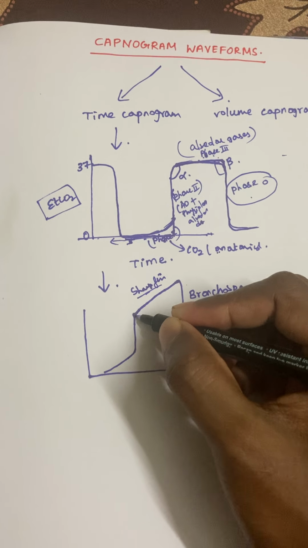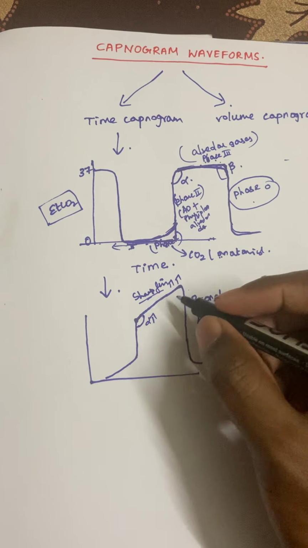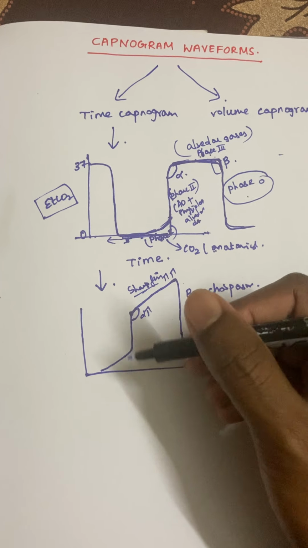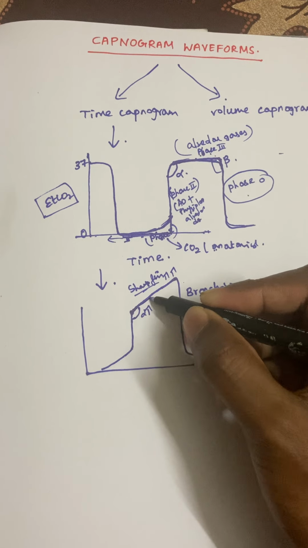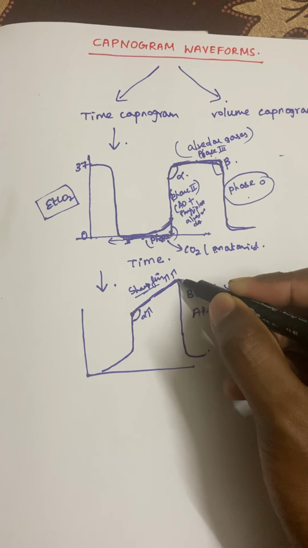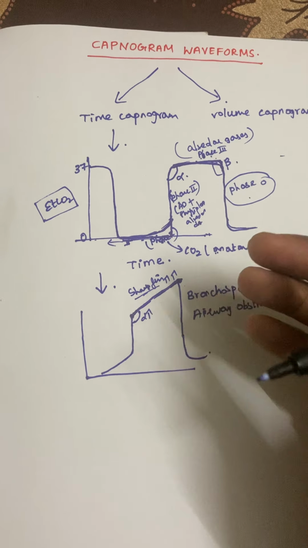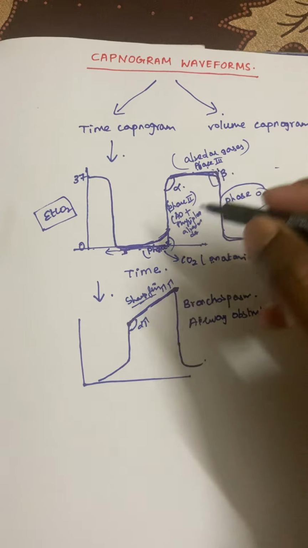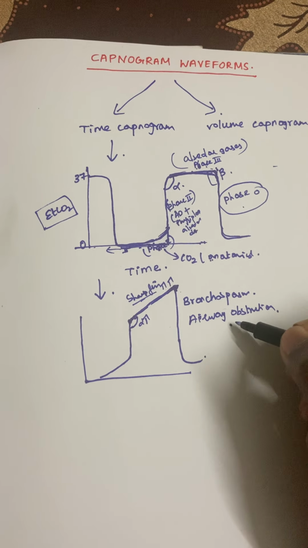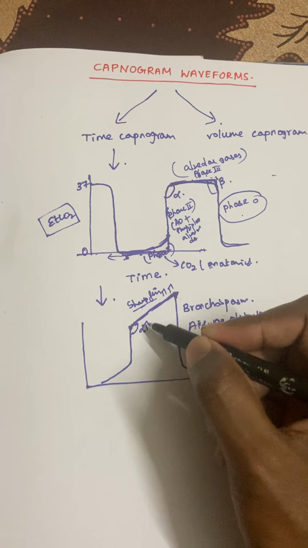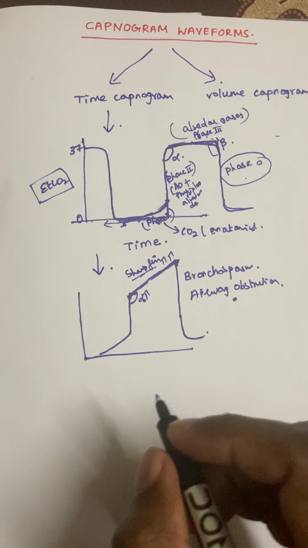Here the alpha angle is increased and the slope of phase 3 is increased, because of the obstruction the CO2 is going out very slowly. So the slope of phase 3 is increased and the peak value is reached later compared to the normal waveform. This sharp fin appearance is seen in bronchospasm and airway obstruction. The findings are an increased alpha angle and increased slope of phase 3. This is a characteristic finding.